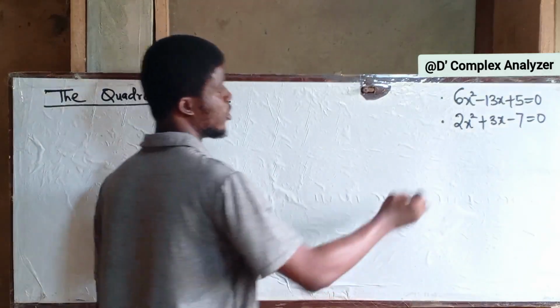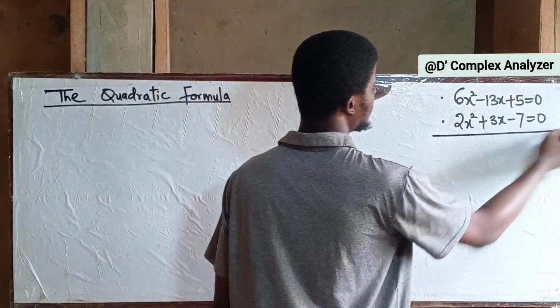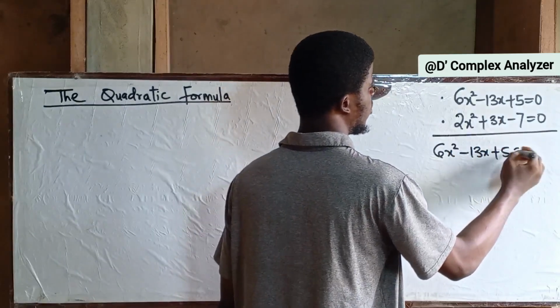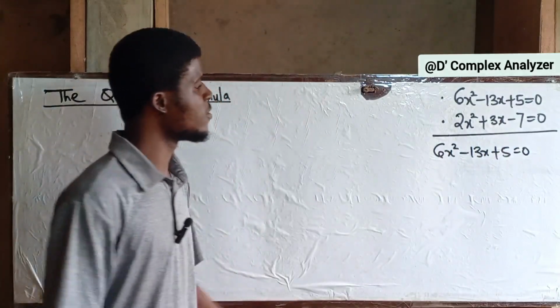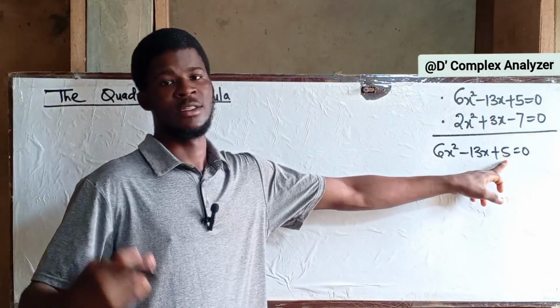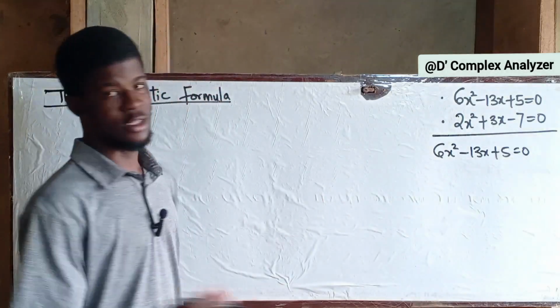For the first equation, 6x squared minus 13x plus 5 equals 0, I can solve this equation by factorizing the left-hand side. That is the method of factorization. You get it? And it's simple.